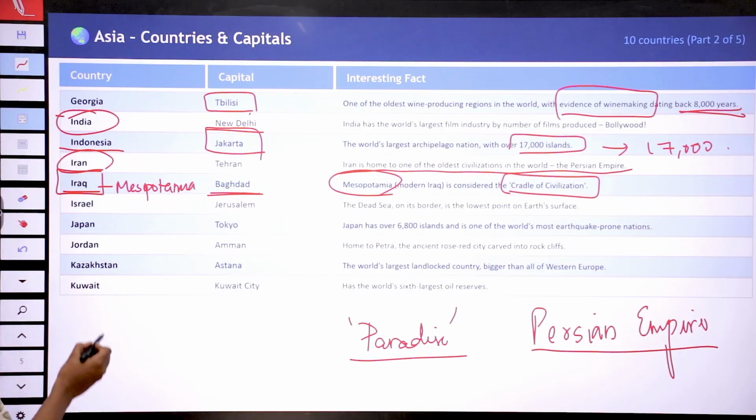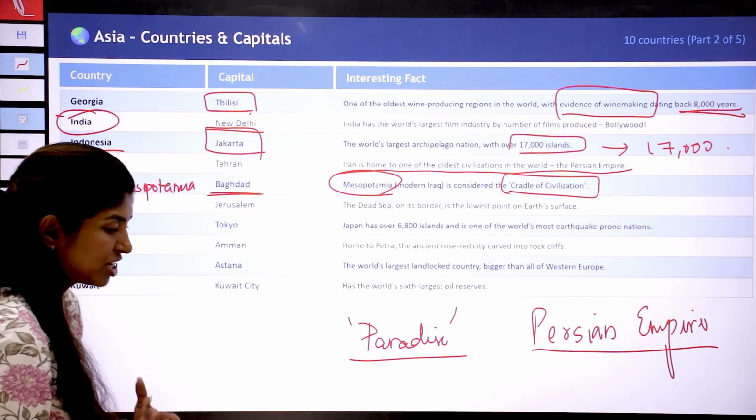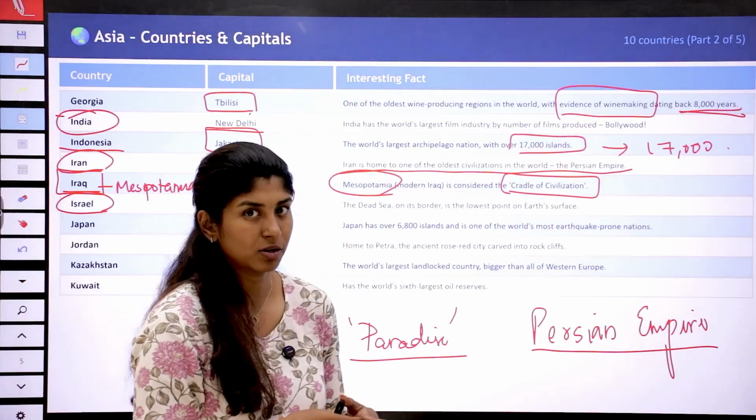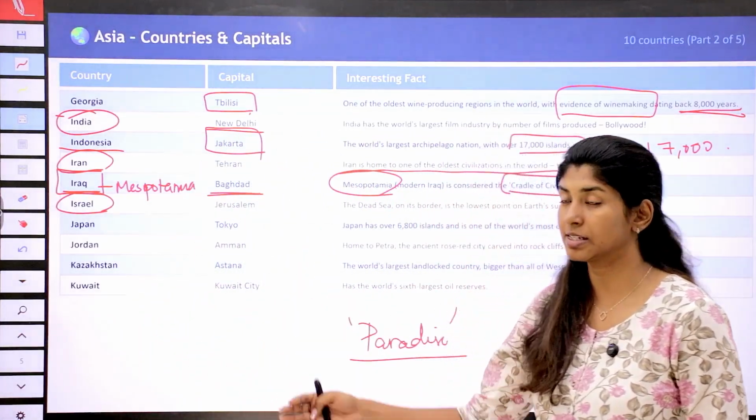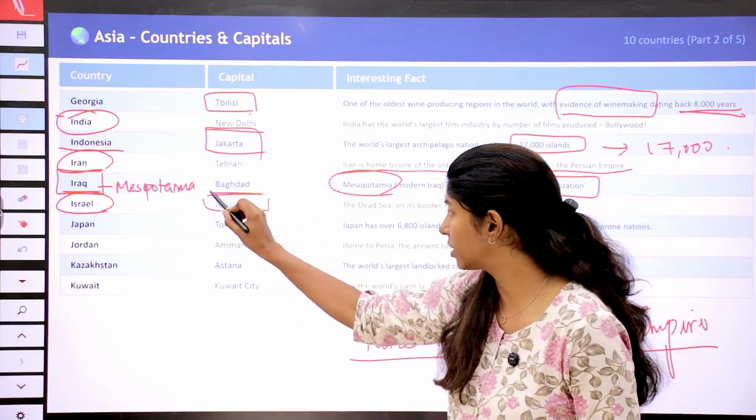Now, next we have Israel. We all know about Israel and the issues that have been going on in the news. Now, Israel's capital is Jerusalem. For Christians, this is a very important place.